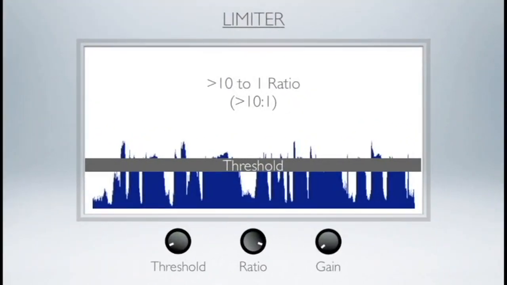Now, a limiter is basically a compressor with a very high ratio. A limiter just places basically a hard ceiling on the signal, and it really doesn't let almost anything get above that. There's no real set definition of when a compressor becomes a limiter, but a lot of people tend to think anything above a 10-to-1 ratio is kind of approaching a compressor being a limiter.